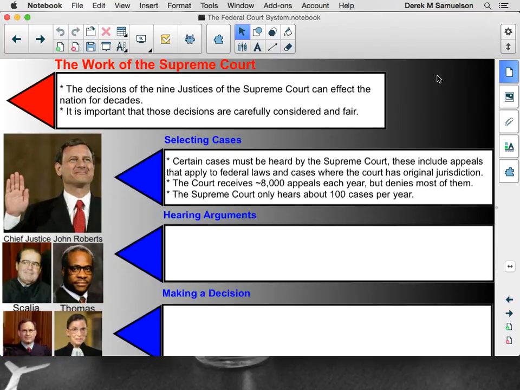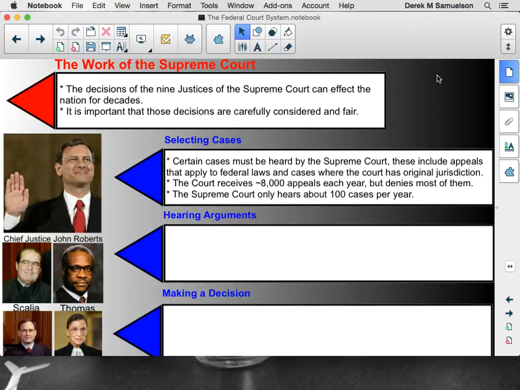So, what do they hear? What do they decide? Well, certain cases have to be heard by the Supreme Court. These are the ones that they have original jurisdiction for. There are also ones that they may hear based upon appeals. These include appeals from federal laws and cases that come directly to the Supreme Court.